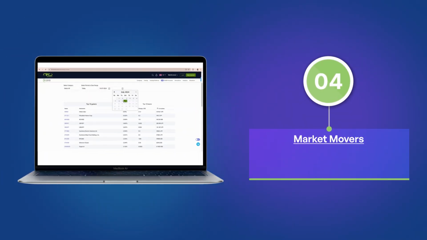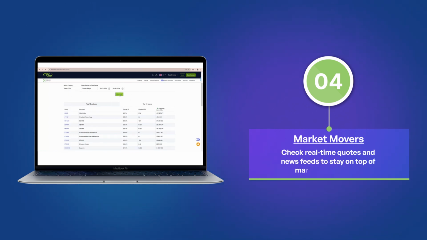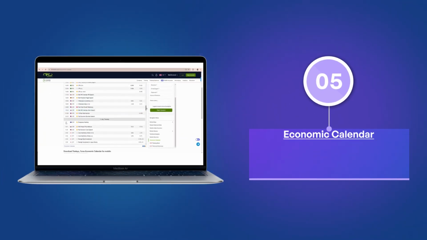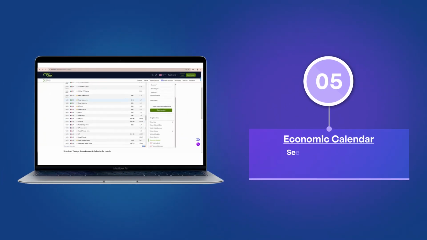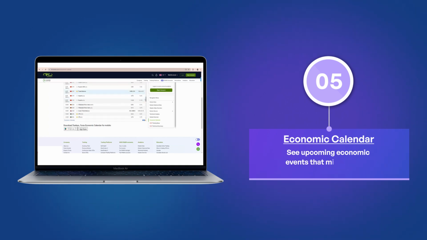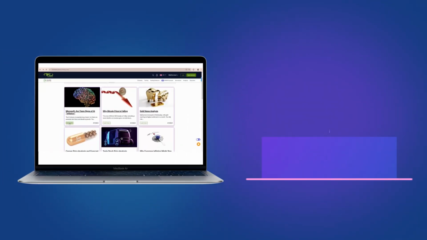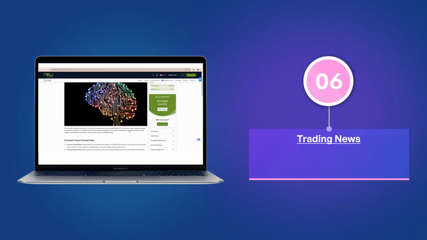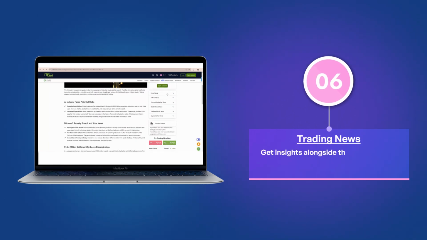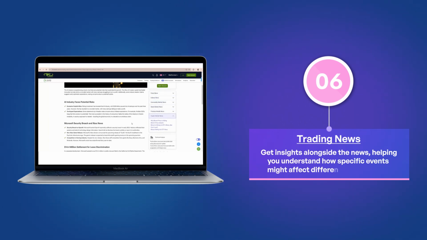4. Market movers. Check real-time quotes and news feeds to stay on top of market movements. 5. Economic calendar. See upcoming economic events that might impact specific markets. 6. Trading news. Get insights alongside the news, helping you understand how specific events might affect different asset classes.